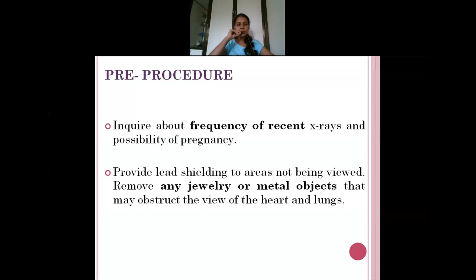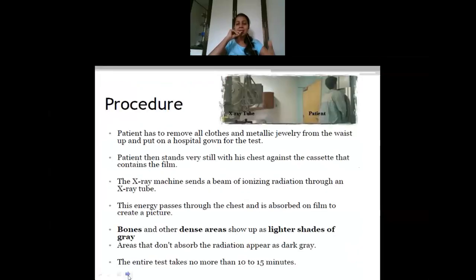Okay, so usually the person will be in hospital gowns, and if they are having any jewelry, any clips or safety pins, or they are wearing eyeglasses or any other metal objects, you should ask the person to remove them, because they will interfere with the x-ray image. So we don't want the x-ray image to get interfered with, so ask the person to remove all these metallic jewelry items. Then next, you should explain to the person how they have to stand.